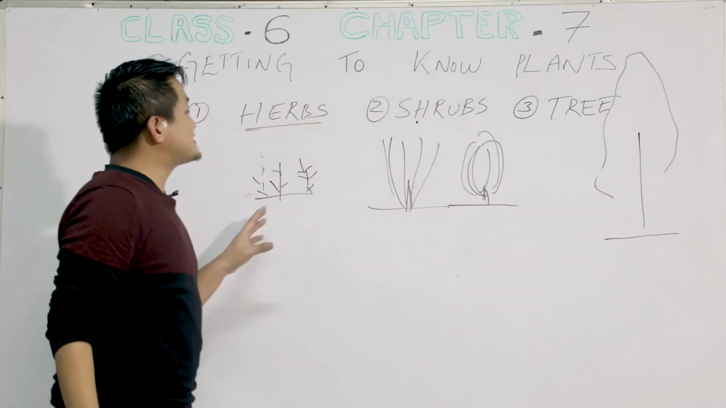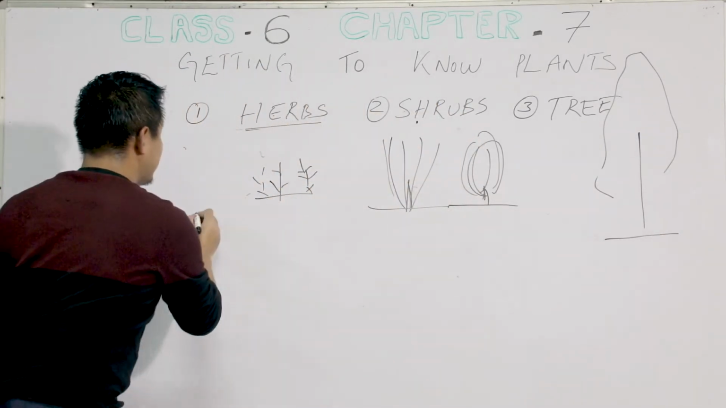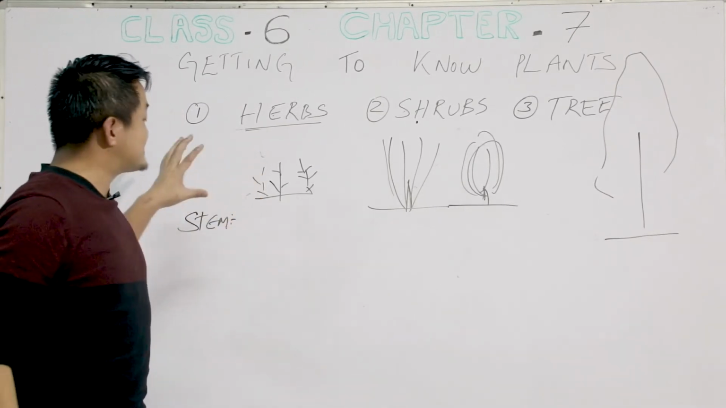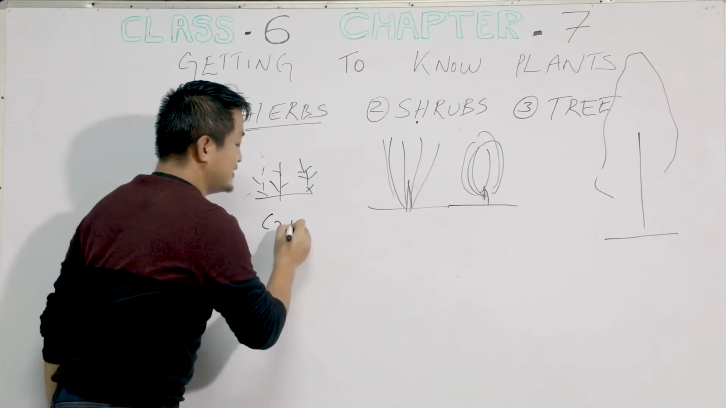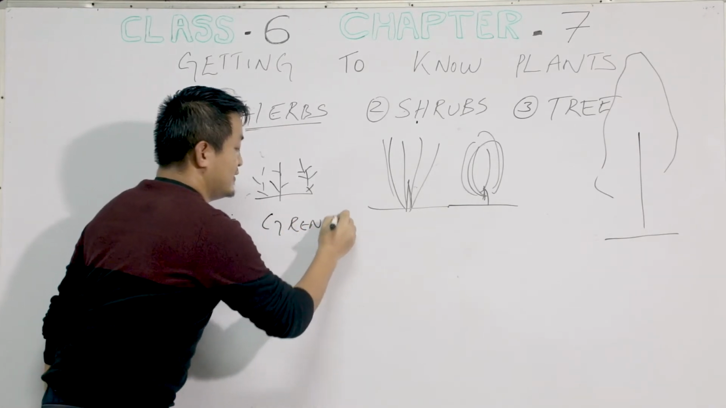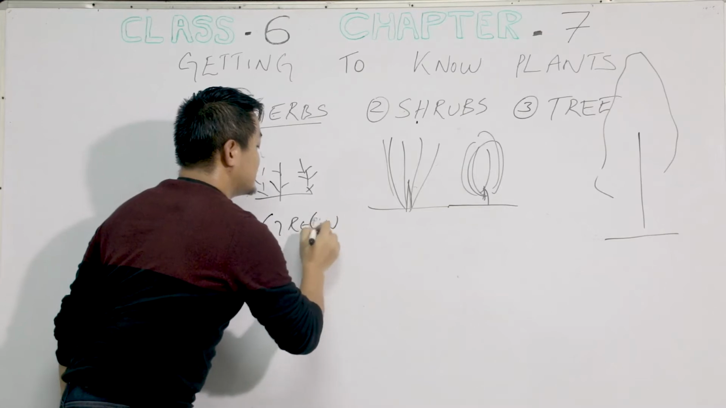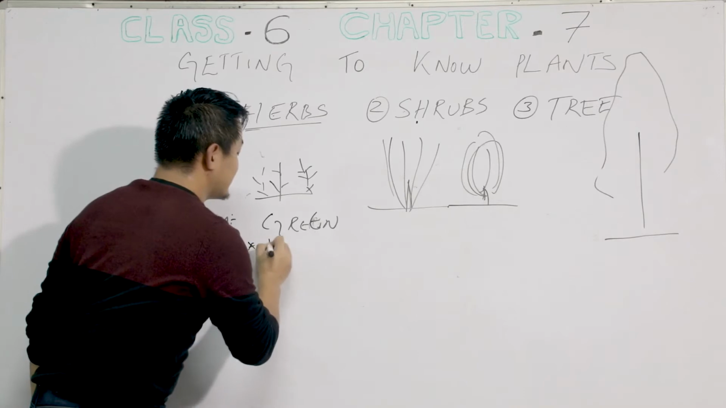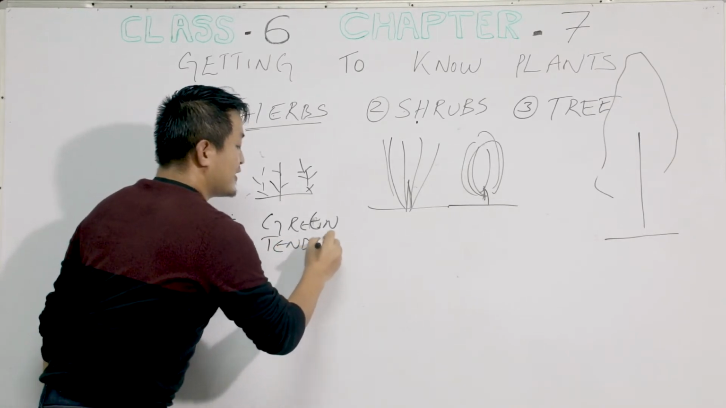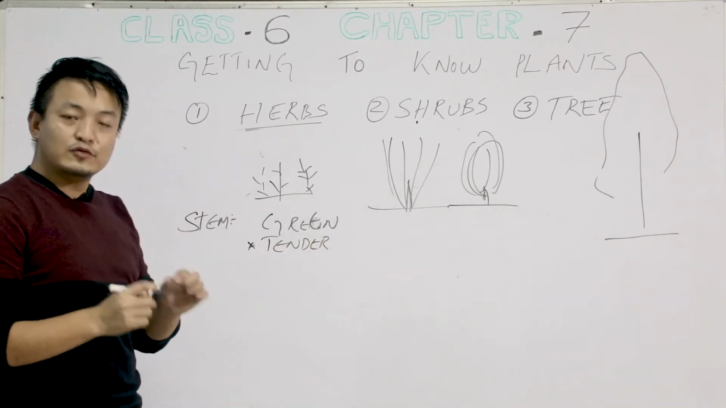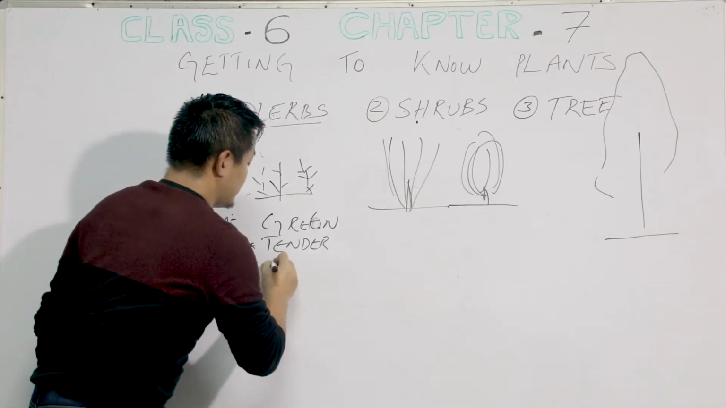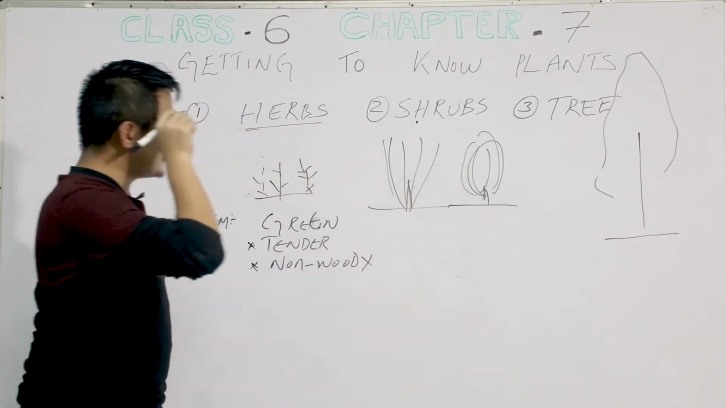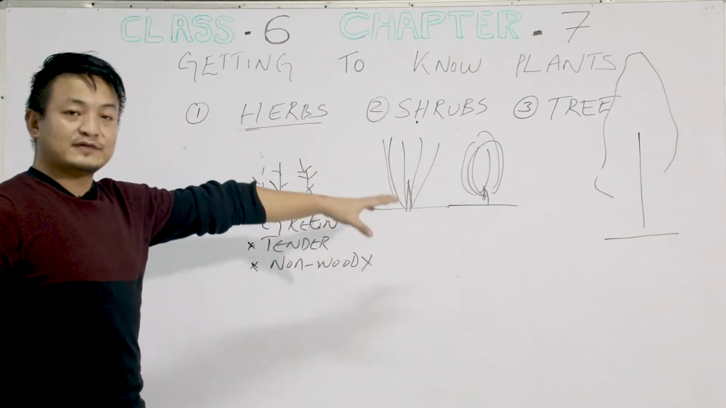Right? So now let's discuss the stem, okay? For herbs, the stem is green in color. They are very tender, okay? Tender. And they are non-woody, okay? Non-woody. Clear? Now, what about the shrubs and the tree?